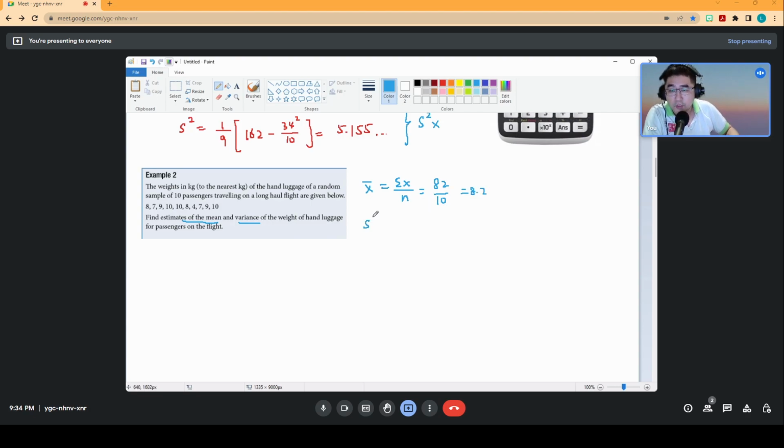Then you have s squared, 1 over 9. I had better write out the formula first: 1 over n minus 1 times the sum of x squared minus (the sum of x) squared over n. So I have 1 over 9 times (704 minus 82 squared over 10). You get a value of 3.511. You are expected to remember the formula, or if you can't, it is given inside the formula booklet.